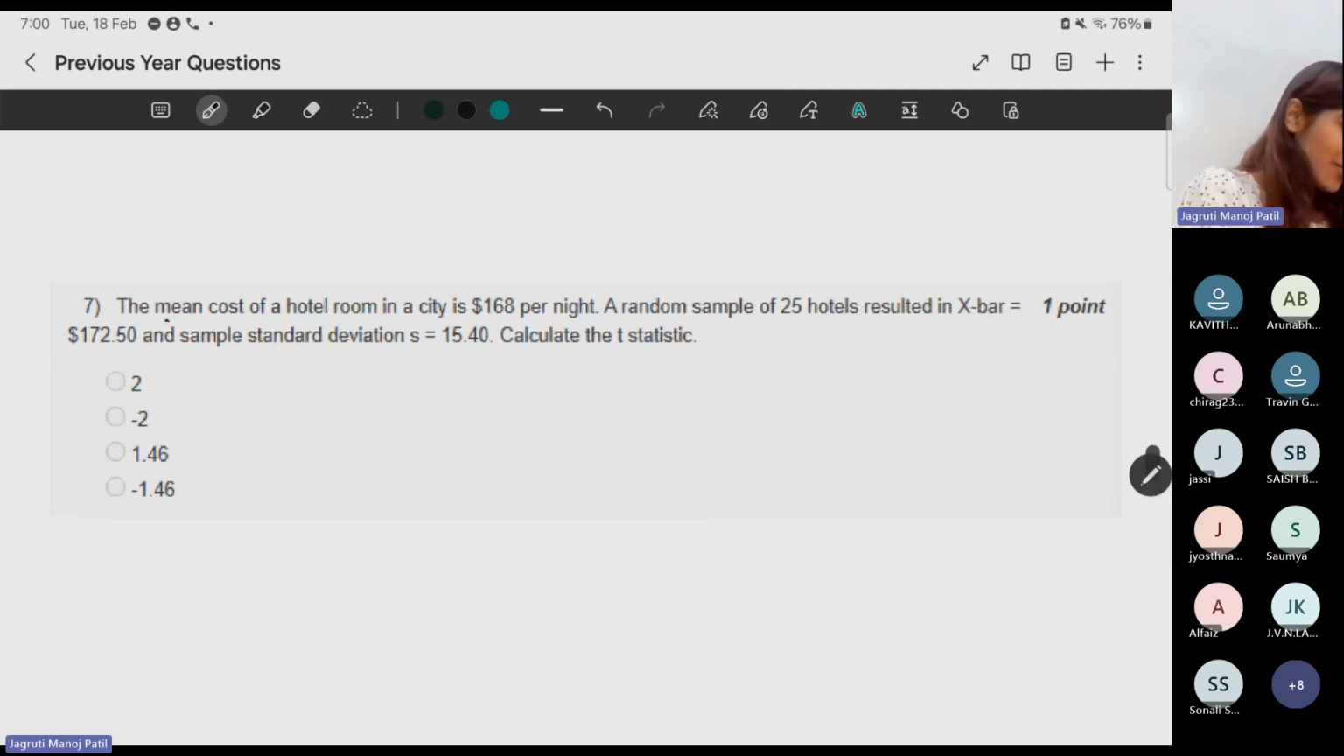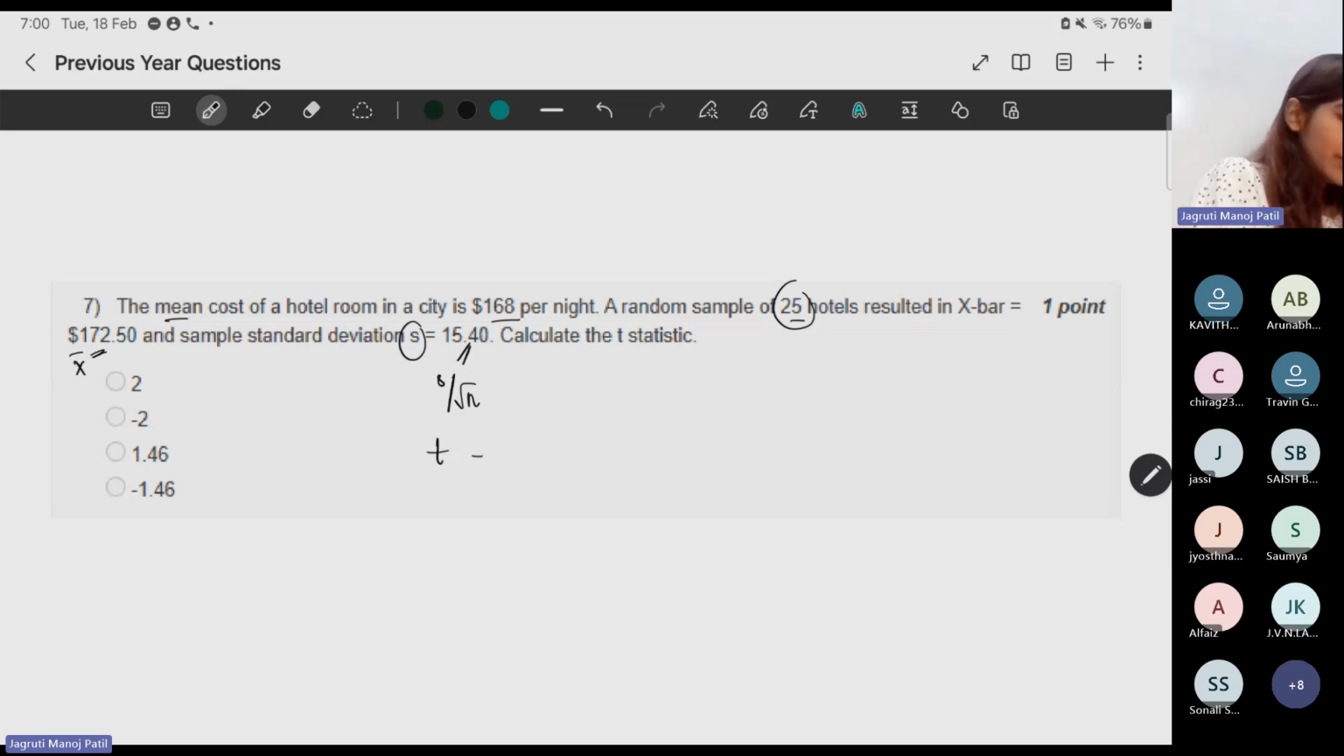So the mean cost of a hotel is given to you. A random sample of 25 hotels resulted in X bar of this. So your sample statistic X bar is given to you. Your sample standard deviation S is given to you. You have your N over here. So you can compute S by root N. Now you know that for a sample, everything is given to you.